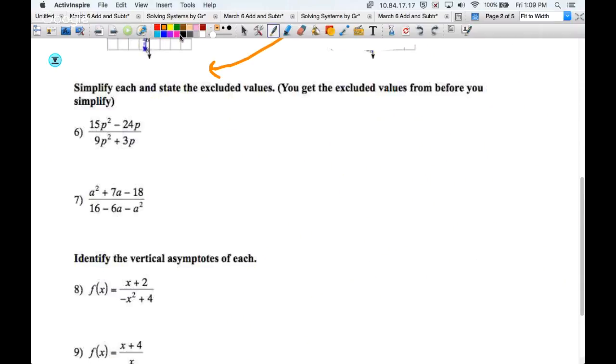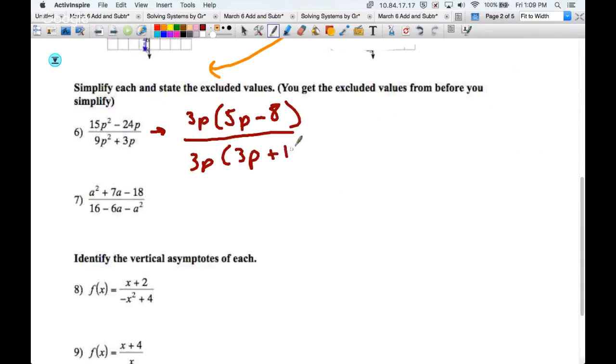These are really just factoring problems, plus you have to know a little bit about what to do with your final factored form. Let's just practice factoring these. Common factor on the top, I can take out a 3p from both of those terms, leaving behind a 5p minus 8. On the bottom, I can take out a 3p, leaving behind a 3p plus 1.